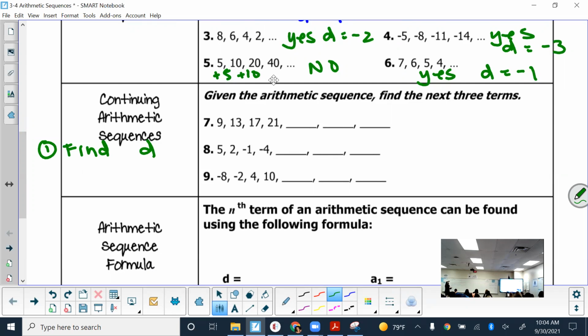So like, what's the common difference in number 7? 4. So it's plus 4 each time. So then when I get to the end, what's 21 plus 4? And then 25 plus 4. And 29 plus 4. All right, easy, right? We kind of did that when we did the tables. Let's try number 8, because I know you guys struggle with negatives sometimes. What's the common difference here?